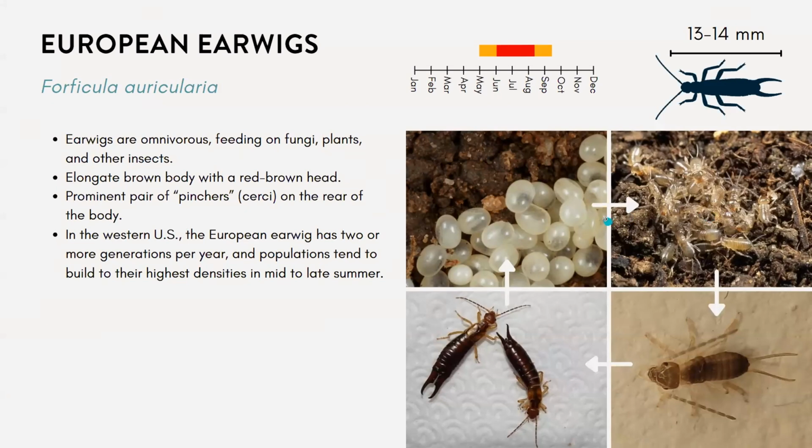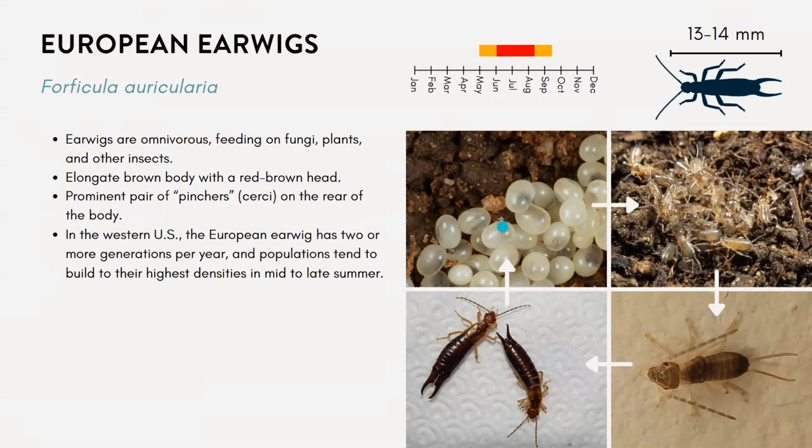Okay, so European earwigs. This is one that you guys are probably all familiar with. They're very easy to identify. They have long, slender bodies. They're brown. They're about 13 to 14 millimeters long, and they're omnivores. So they'll feed on fungi, plants, and other insects.